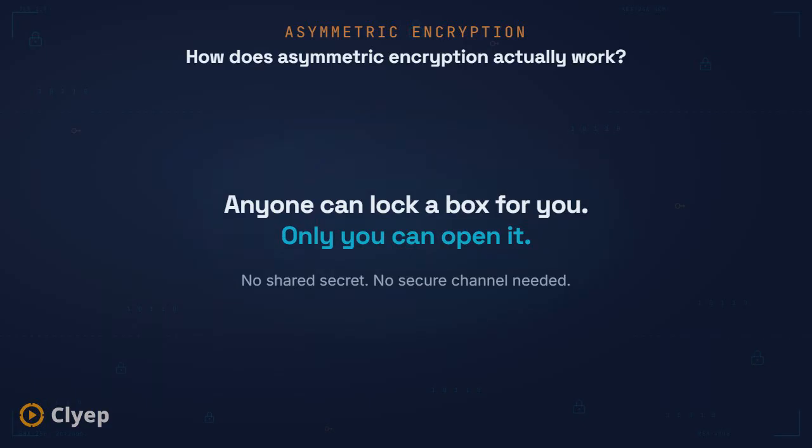Now you can see why this matters. There is no personal arrangement between receiver and sender. No shared secret, no secure channel needed to get started. That's what asymmetric encryption solved. And that brings us back to where we started.